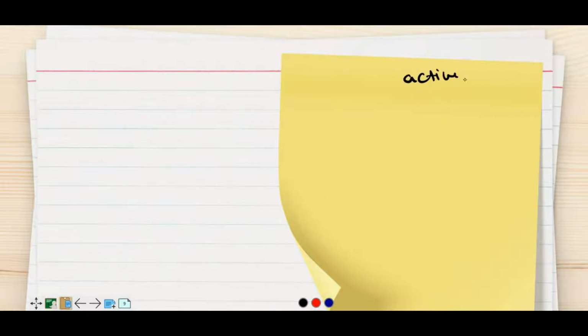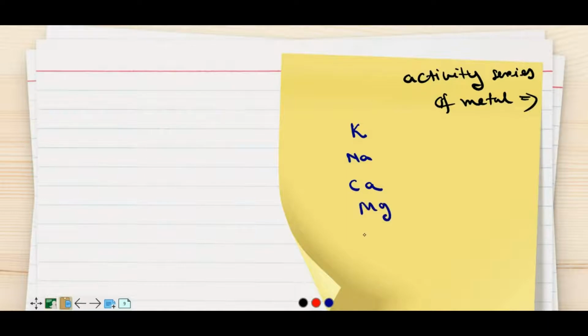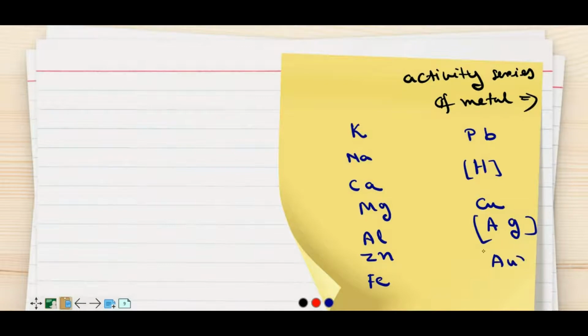So the activity series of metals states the actual reactive criteria of metals. We have just written some names: potassium, sodium, calcium, magnesium, aluminium, zinc, then iron, lead, hydrogen, copper, silver, gold. So this is enough. But the reactivity is going to decrease as we move from top to bottom. This states the basic concept of the total activity series.